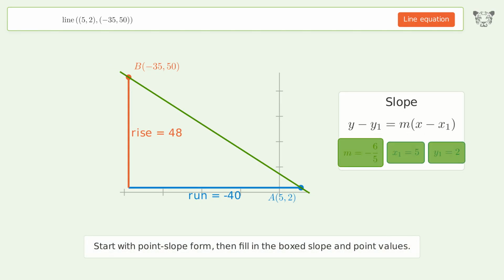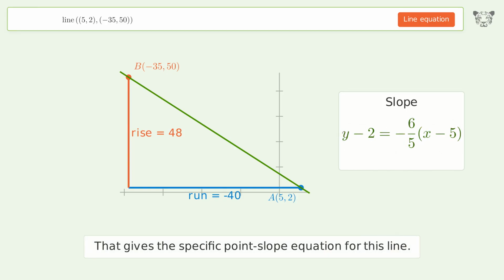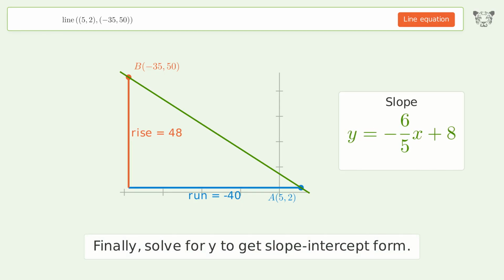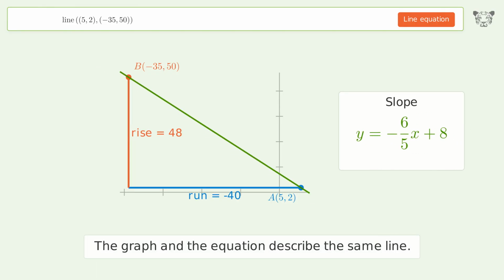Start with point slope form, y minus y1 equals m times x minus x1. Then fill in the boxed values, slope is -6 over 5, x1 is 5, and y1 is 2. That gives the specific point-slope equation for this line. Finally, solve for y to get slope-intercept form. The graph and the equation describe the same line.